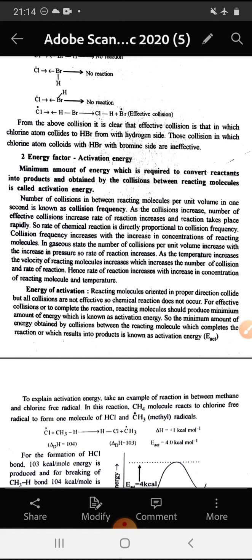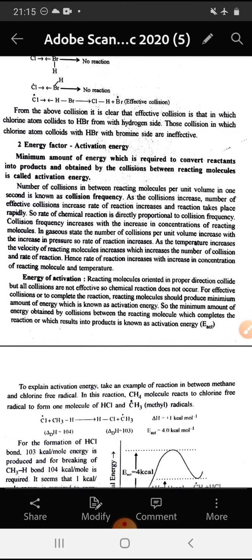Now we come to the energy of activation. Reacting molecules oriented in proper direction collide, but all collisions are not effective, so chemical reactions do not occur every time. For effective collisions or for the completion of the reaction, reacting molecules should possess a minimum amount of energy, and this minimum amount of energy which has to be possessed by the reacting molecules is known as activation energy. So the minimum amount of energy that has to be obtained by the collisions between the reacting molecules which can complete the reaction is known as activation energy.